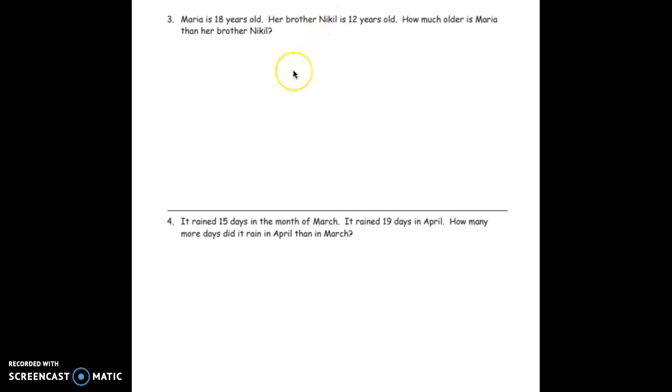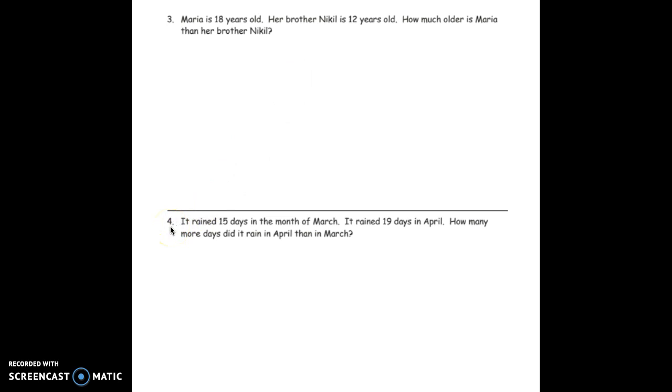Again, use a double tape diagram or a tape diagram that's labeled to help you solve this problem. Don't forget to write a number sentence and write a statement to match the story. Push pause now to help you while you solve the problem.